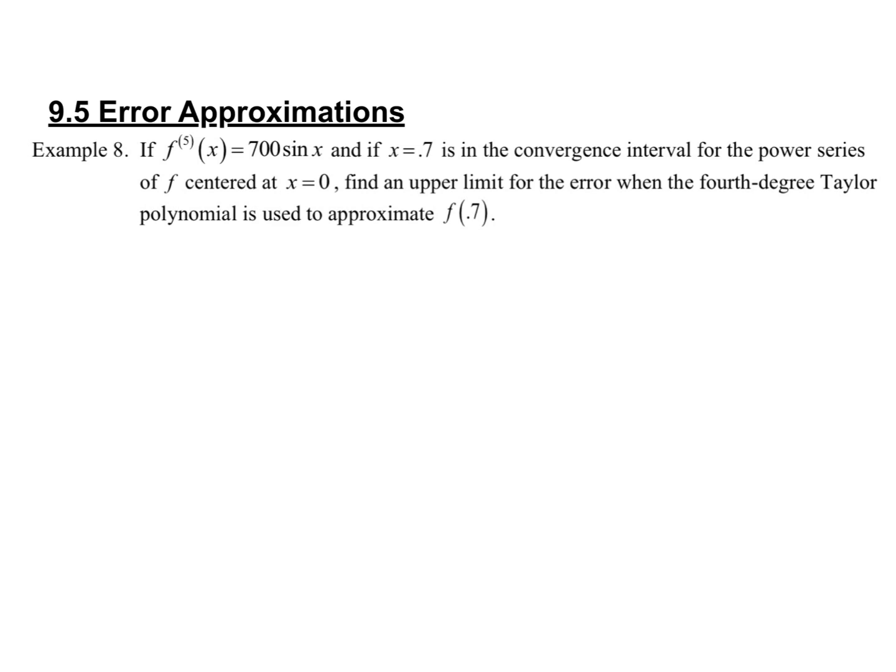If the fifth derivative equals 700 sine x and x equals 0.7, and if x equals 0.7 is in the convergence interval for the power series centered at x equals 0, find an upper limit for the error when the fourth degree Taylor polynomial is used to find f of 0.7, right? There's just a lot there. But fortunately, they give us the fifth derivative because they're talking about a fourth degree Taylor. They give us the fifth derivative, the next derivative, which is going to allow us to find the maximum, right?